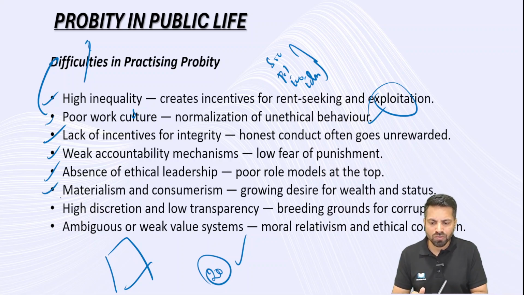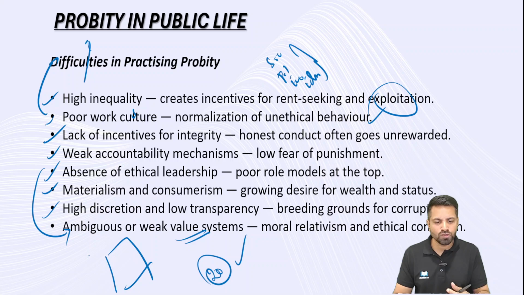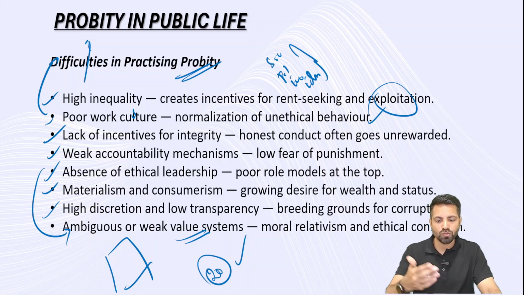And materialism and consumerism, even at the social level, these materialistic tendencies, this consumerist attitude, have entered the social level. It is impacting probity in public life also. And low transparency, high discretionary powers, these are also problems. And weak value system, again you can connect it with the absence of ethical leadership, weak value system, ethical dilemmas, conflict of interest, moral relativism. Because of these problems, it is difficult to practice probity. So these are some of the problems in practicing probity in public life. Being a public servant, a civil servant, this is what I am facing as a public servant. These are the problems, right?